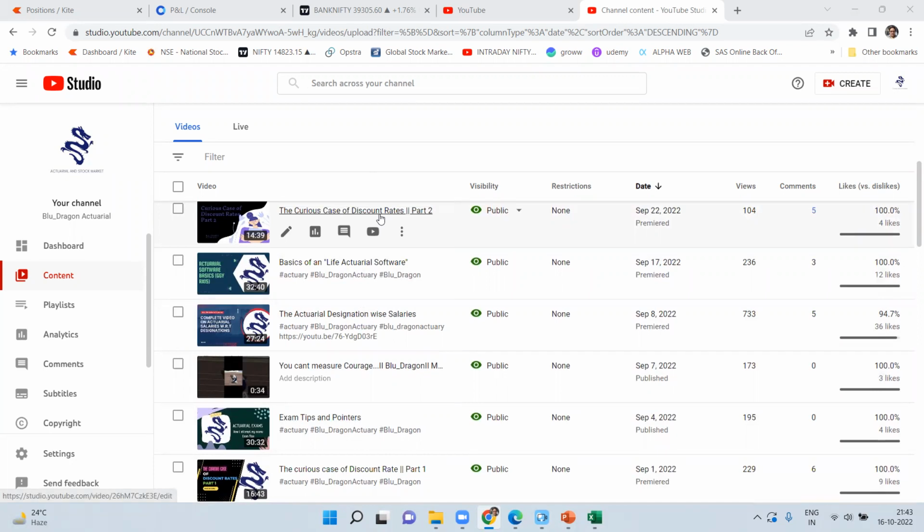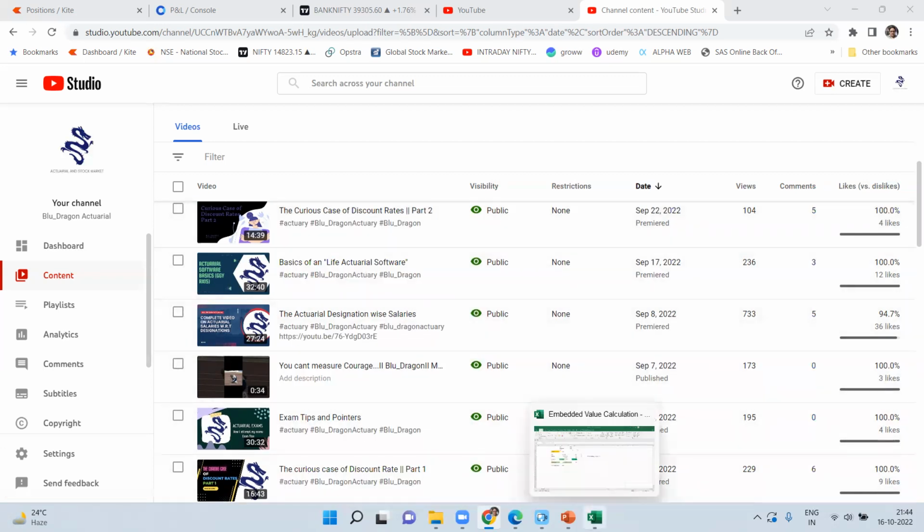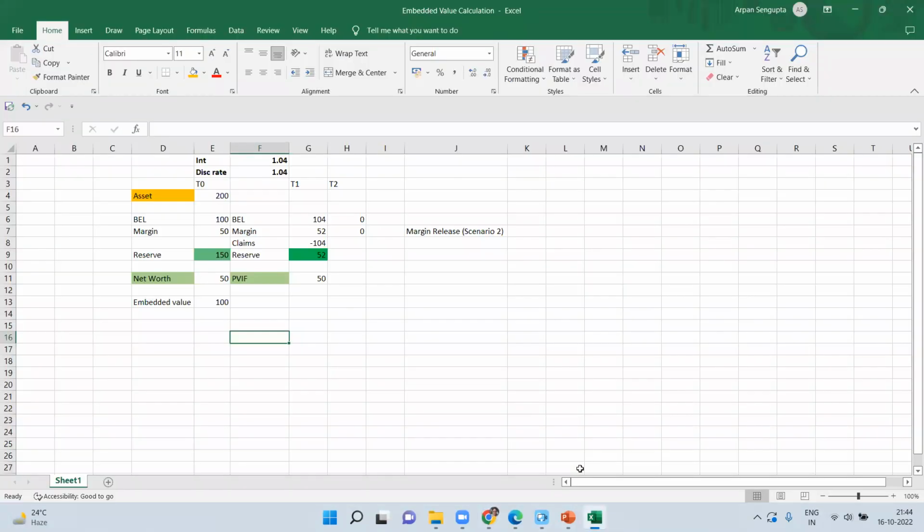And this video would be slightly more calculation intensive and may take some more time. So you need to be very attentive watching this video and probably need to sit with a pen and paper to understand what is going on. So today we are going to integrate two concepts, that is embedded value and discount rate, and how the interplay between embedded value and discount rate is affecting the embedded value calculation basically, right?